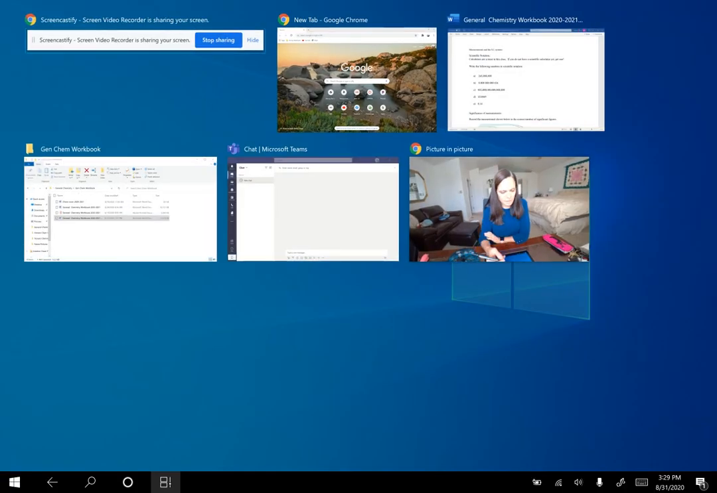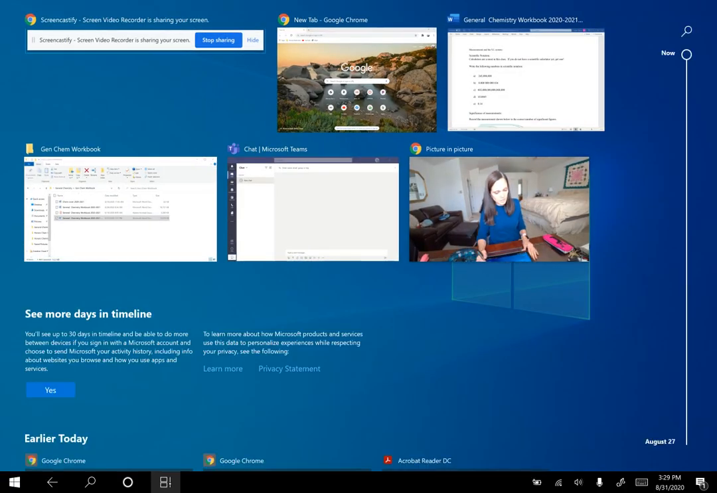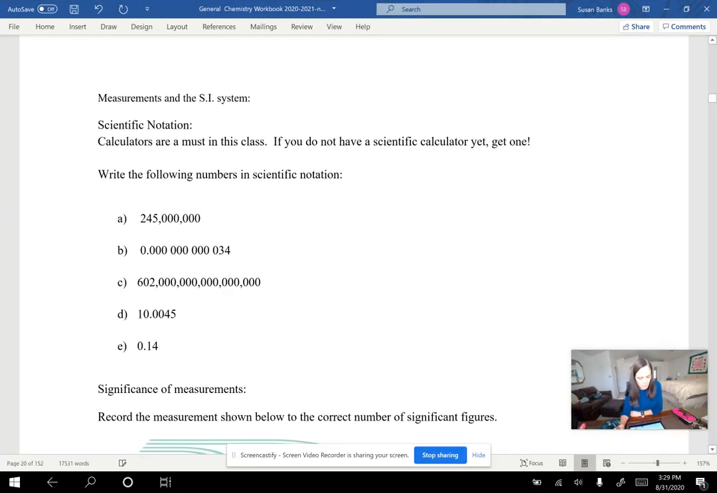All right, chemistry people, we are going to start our lesson today. We are going to do our lesson on the SI system, otherwise known as the metric system here in the United States. Part of what we really need to do before we dive into the metric system or the SI system is do a little review on scientific notation, because in chemistry, we are going to be using some really big numbers and some really small numbers.